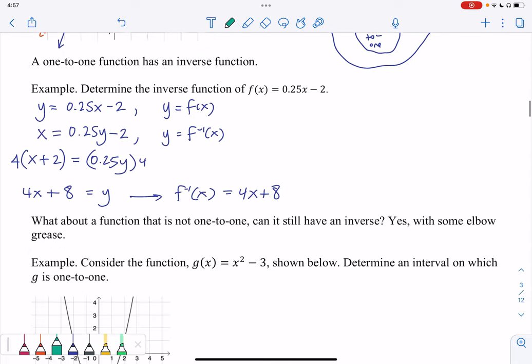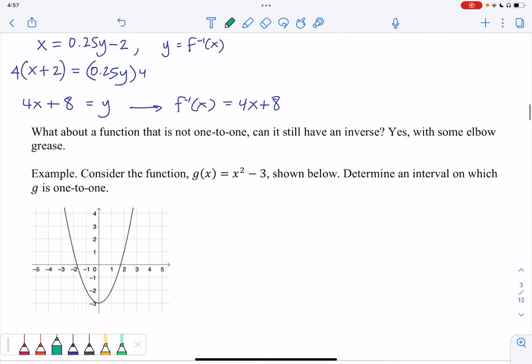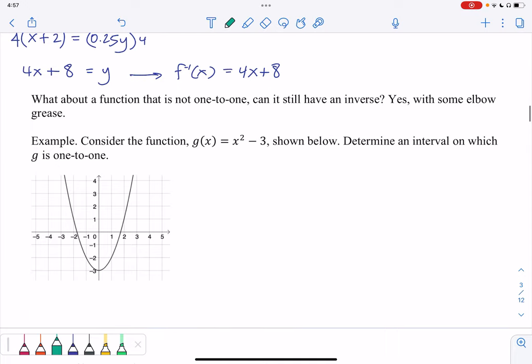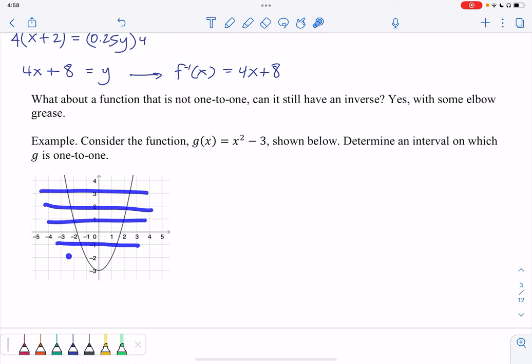Okay, let's keep going here. What if a function is not one-to-one? Can it still have an inverse? Kind of. We say yes, with some elbow grease. So let's consider the function g of x equals x squared minus 3, shown in this graph below. First, we'll ask, is this function one-to-one? See how if I draw a horizontal line, it's hitting it at more than one place, and that only has to happen one time for it to get thrown out. We say, not one-to-one. So this is definitely not one-to-one.